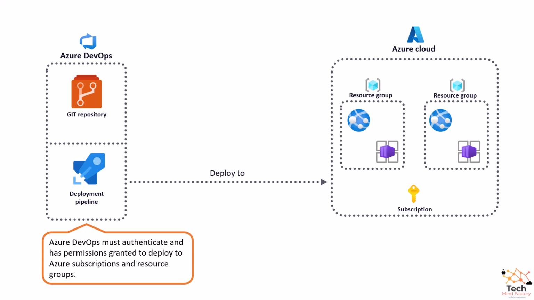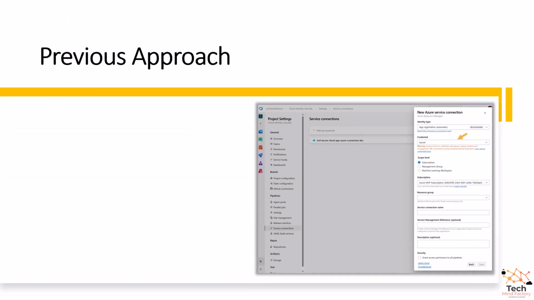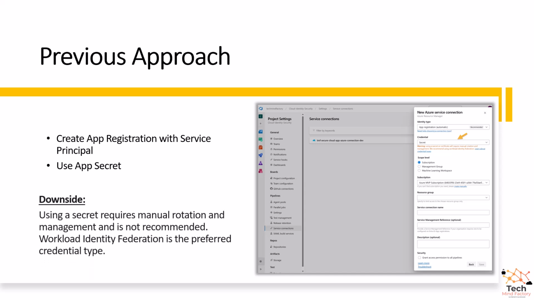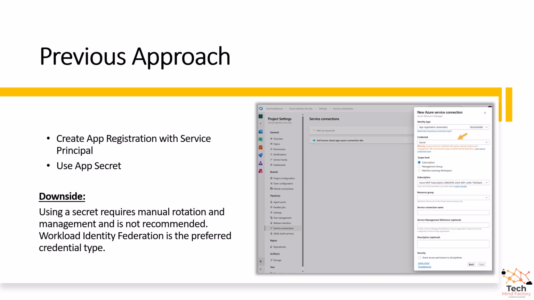So it means that we cannot just deploy magically to Azure Cloud. We have to set up this secure connection between Azure DevOps and the Azure Cloud. And in the past, before Workload Identity Federation was in place, we used this approach. Basically, we had to create an app registration with a service principal, and we had to use an application secret. The downside of this approach was that using a secret requires manual rotation and management, and it's not recommended. So Workload Identity Federation is the preferred credential type.